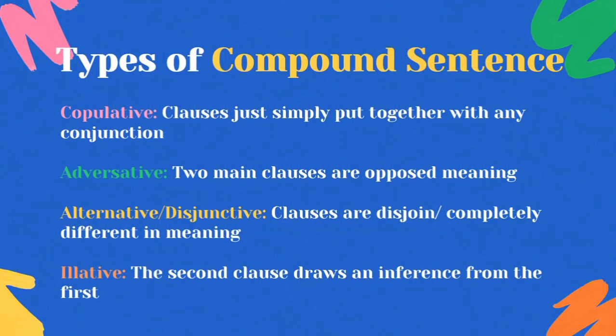And there are four types of compound sentences. They are copulative, adversative, alternative or disjunctive, and elative.